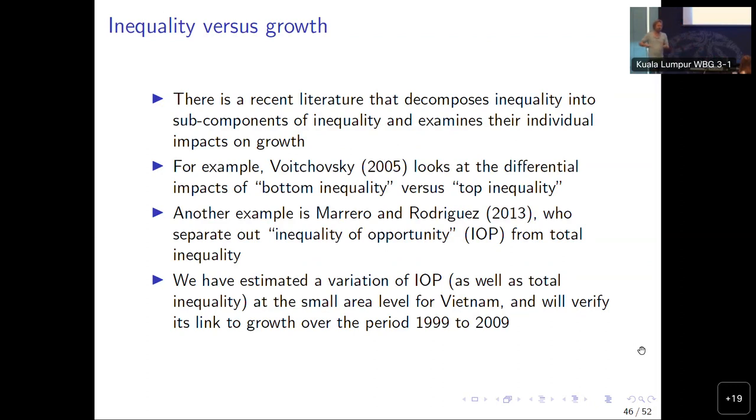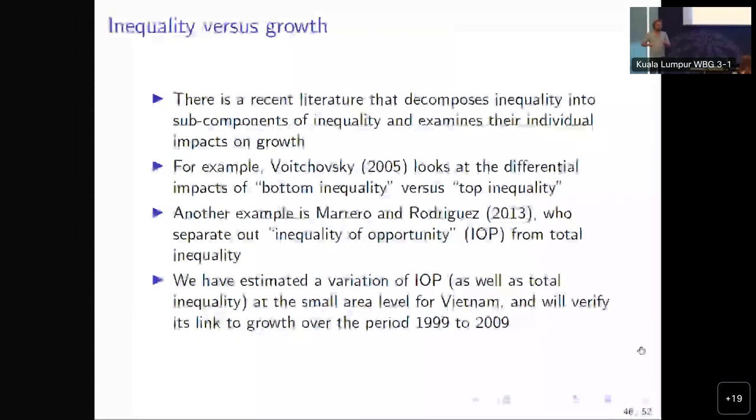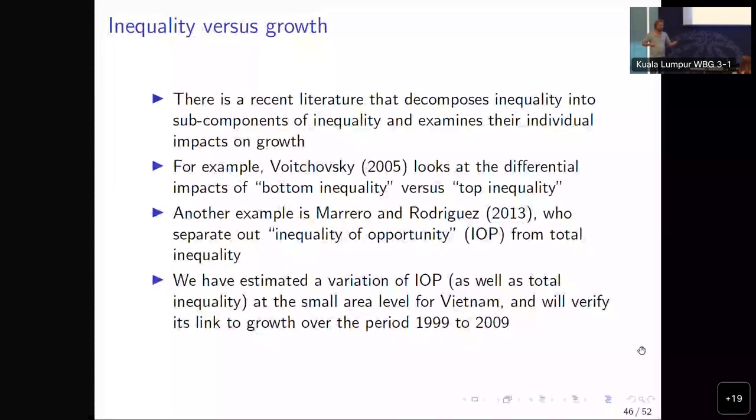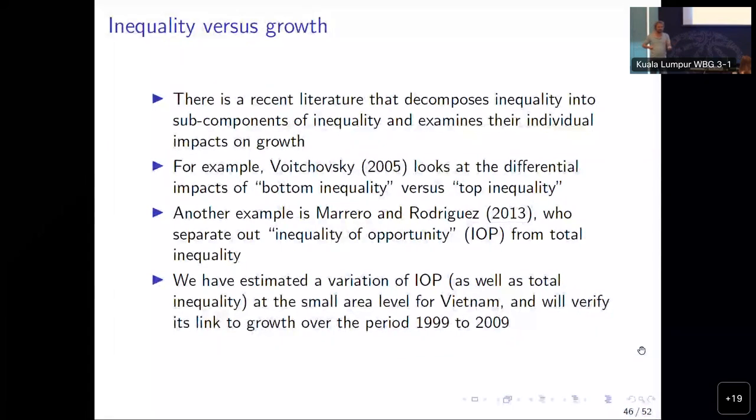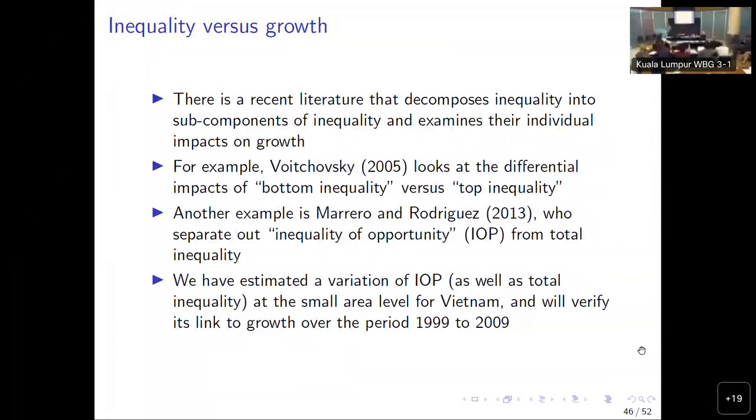It tries to capture the extent to which individual income or education success is due to factors that are completely beyond the control of the individual. Think of factors like parental income, race, religion, etc., right? A person doesn't choose his or her parents, doesn't choose his or her race. So ideally in a society, it's your talent and your hard work that dictates your outcomes, not circumstances that you have absolutely no control over. So that's called the inequality of opportunity component, and a residual component.